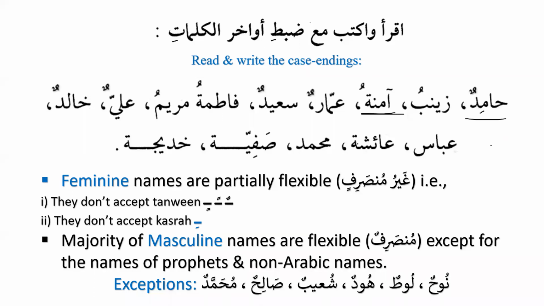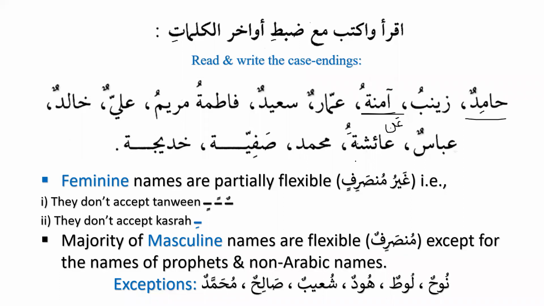Okay. Then we have Abbas. It will be Abbasun. Excellent. Abbasun, Abbasan, Abbasin. Excellent. Aishatu, Aishata, Aishata. Excellent. So in the hadith, whenever you listen to the sheikh, they always say An Aishata, An Aishata. It can never be An Aishati. Never. It will be An Aishata.